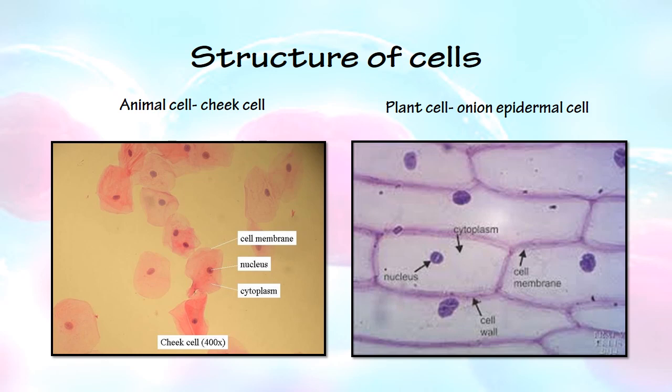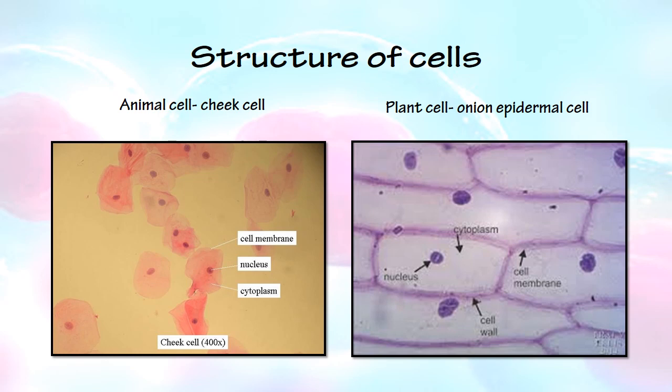If you observe under a light microscope, you will see cells like this, which are scattered, and they have a cell membrane bounding the cells, and cytoplasm. Within the cytoplasm you can see a reddish spot that is called the nucleus.